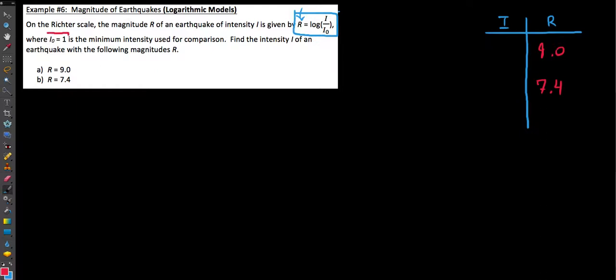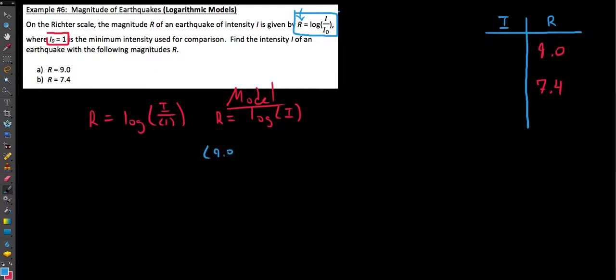One thing: I sub 0 is equal to 1. So in this model, where R is equal to the common log, or log base 10, of I over I sub 0, we really have I over 1, which means our model just becomes the common log of I. It's a straightforward relationship. We're going to plug these values in for R and solve for the intensity. So let's start with, what if I were to plug in a 9.0 on the Richter scale? What would have to be true about our intensity?